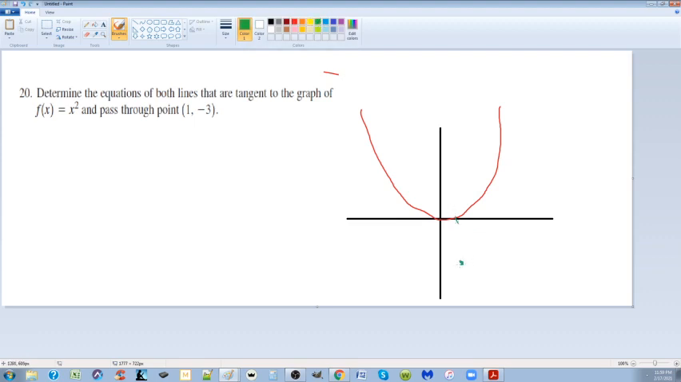And it's also going to pass through this point, 1, minus 3. So you'll notice that if I draw a line through this, up this way, I'm going to pass through the parabola here. But if I draw a line this way, I'm going to pass through the parabola at a higher point. But it's still possible. So the tangent is going to have a negative value, and it's going to pass through that slope. So I just have to find the tangent of that, and then I have to find the tangent of this.